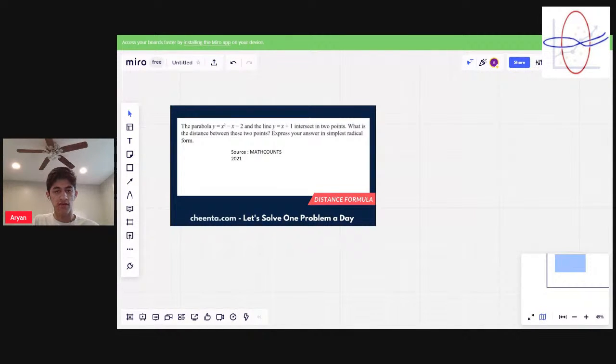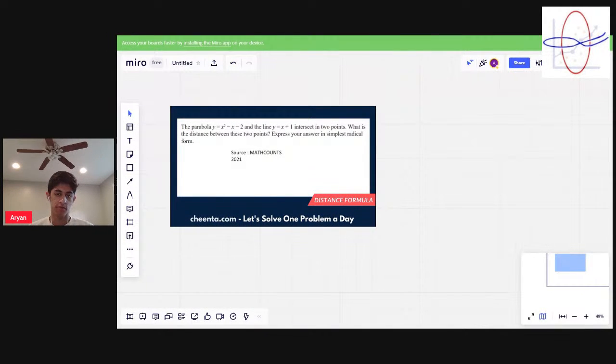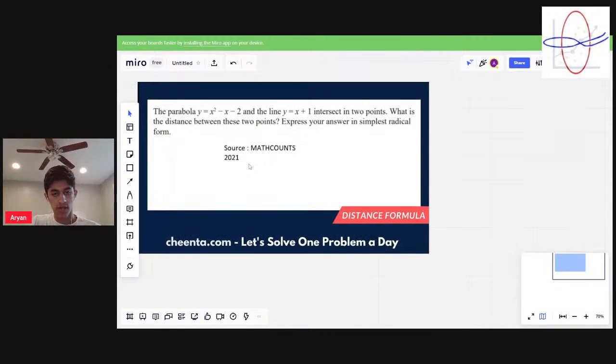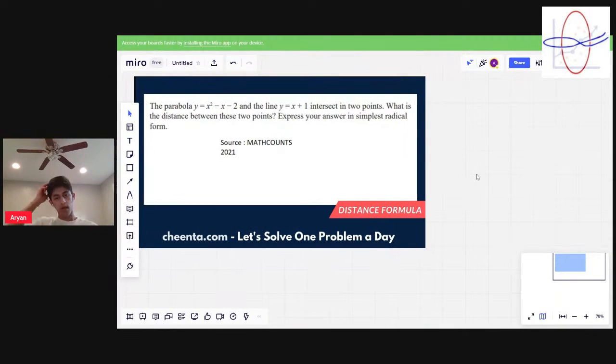Today we're going to be looking at the following Mathcounts problem where we have to test our knowledge of the distance formula. So let's start with a quick read. The parabola y equals x squared minus x minus 2 and the line y equals x plus 1 intersect in 2 points. We want to find the distance between these 2 points and express your answer in simplest radical form.